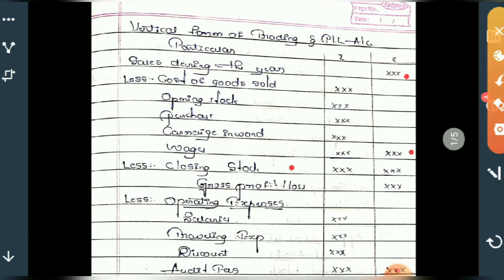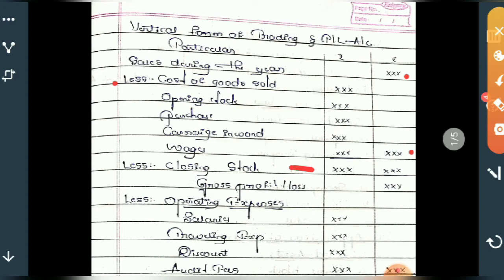Okay, now it is a format, you just note it down as it is, and during the solution of the problem we will get to know how to do it in a systematic manner. Here the format is there, you just write the X mark and write it. Okay, now closing stock should also be deducted.